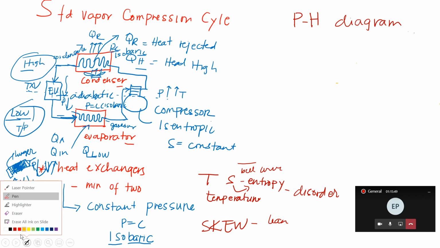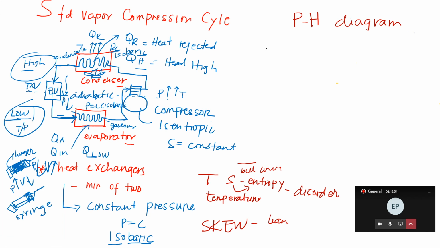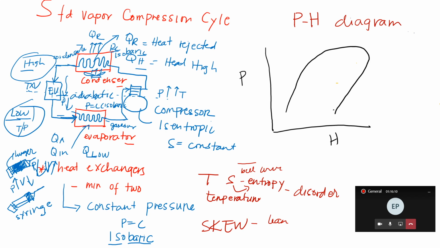So punta tayo sa pen. Itim na lang. Balik tayo. Mabilis lang to. Class, makinig. So we have this pH diagram. This is P. This is H. And then we have a dome type which is leaning to the right. My drawing might not be perfect, but ganyan ang form. So ngayon, saan ba nagsisimula ang process?